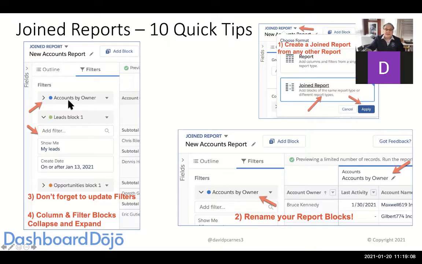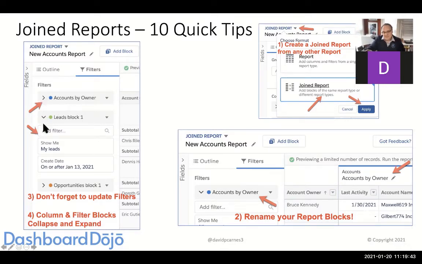And this is another tip: don't forget to update the filters, just as you would with any other report. In this screenshot, I have a joined report with three blocks, and it looks like I've just renamed the first block. You can see out of the box what Salesforce names your blocks: lead block one, opportunity block one, which isn't really that helpful. I will usually name it by what I'm grouping it by, or something about the filter, such as all won opportunities. But do not forget to update your filters.